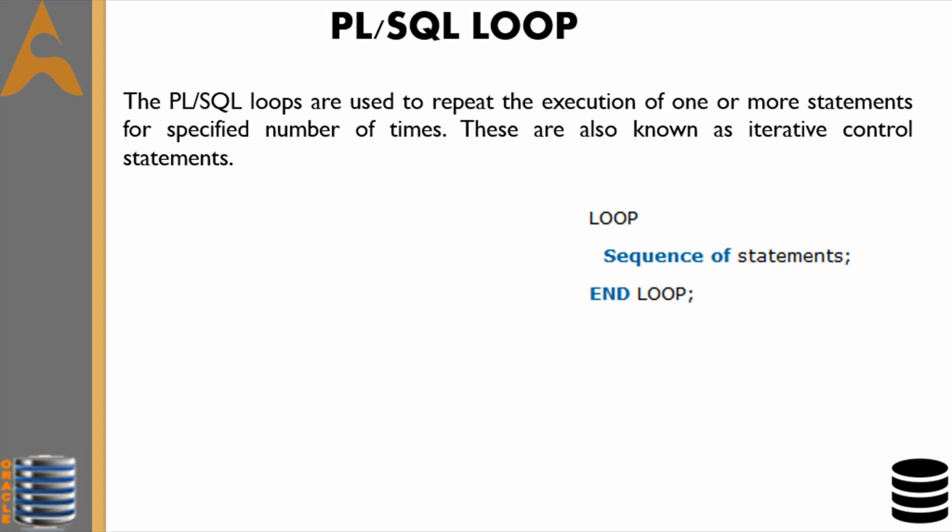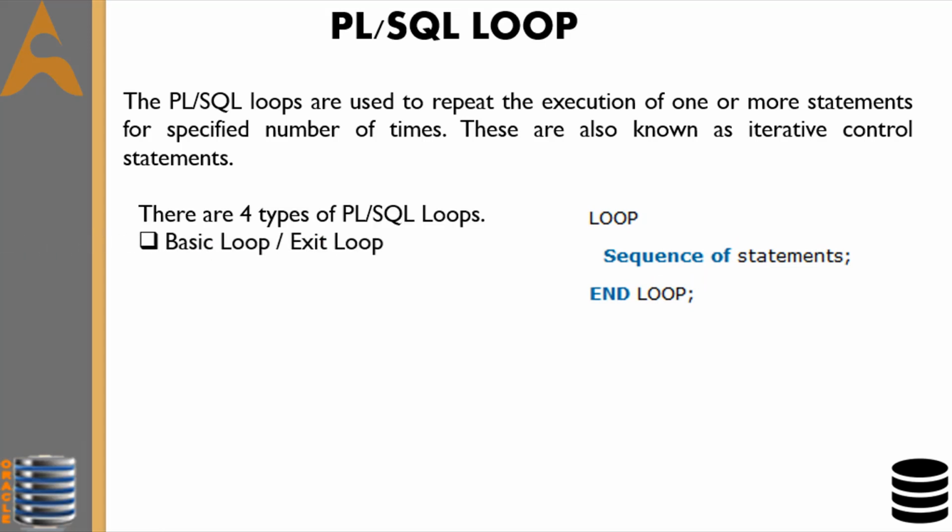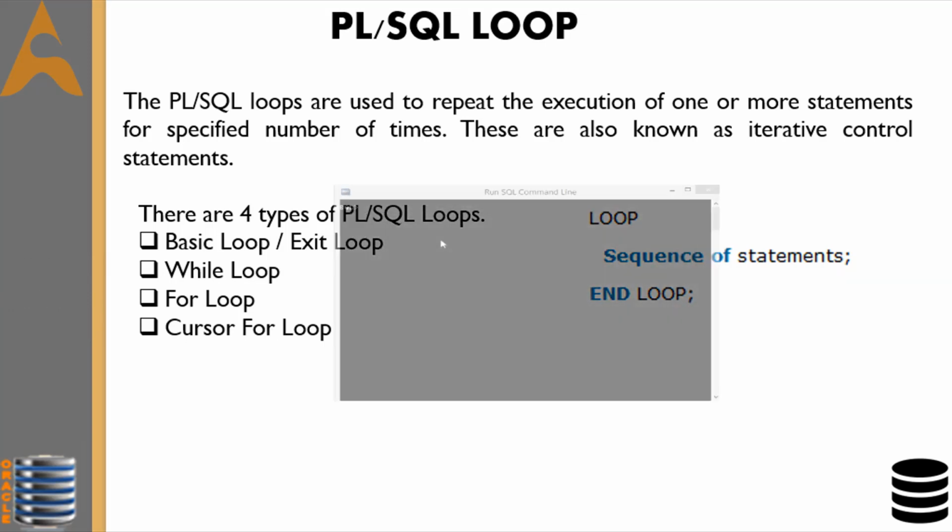There are 4 types of PL/SQL loops: basic loop or exit loop, while loop, for loop, and cursor for loop. We will see each loop in our upcoming example. Follow the example carefully.